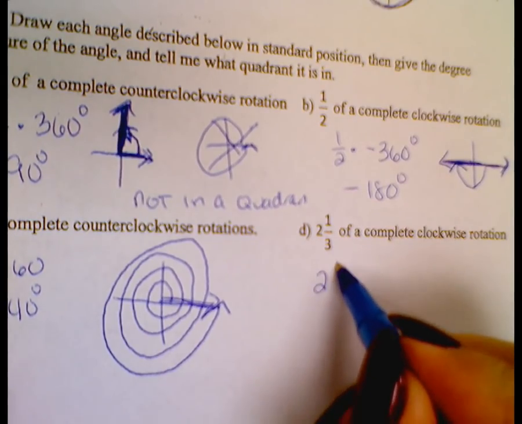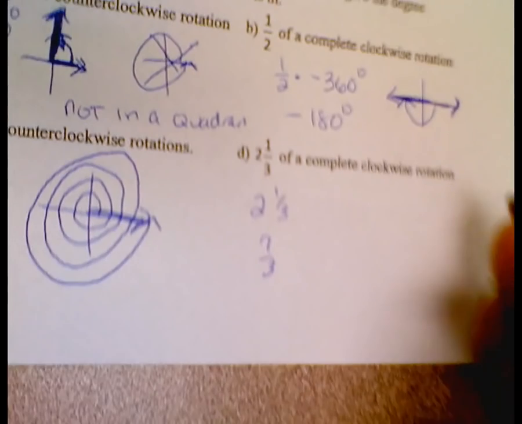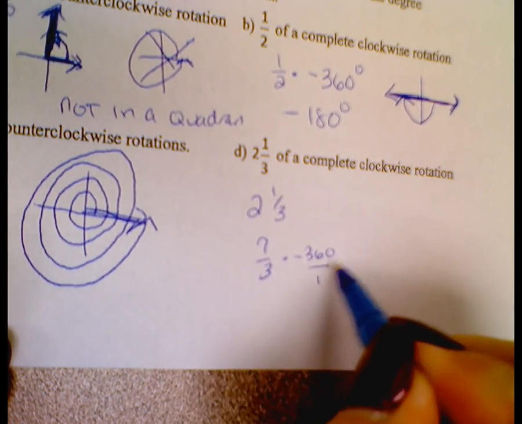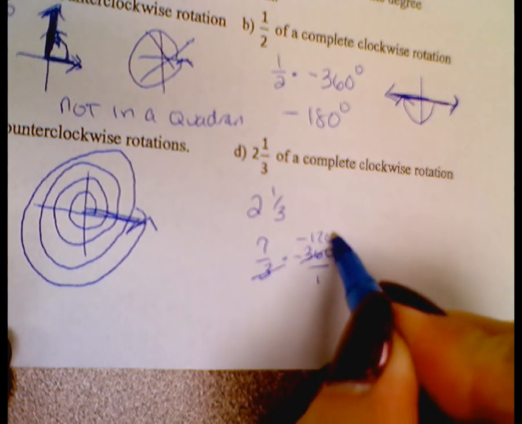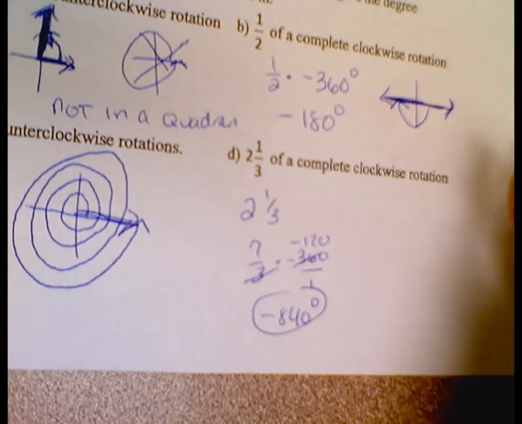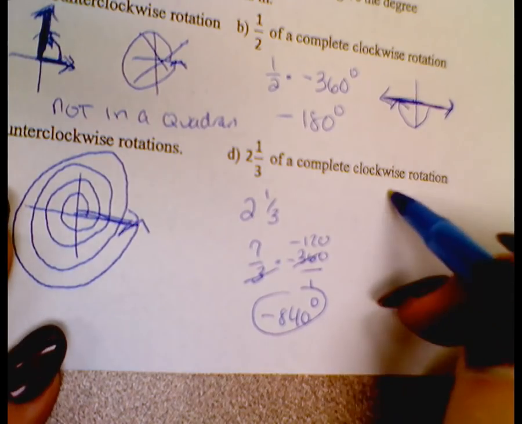So 2 1/3, by the way, is really 7/3 times negative 360. This goes into negative 120, and that's going to be about negative 840. Okay, so this is what this is: 2 1/3 of a complete clockwise rotation.